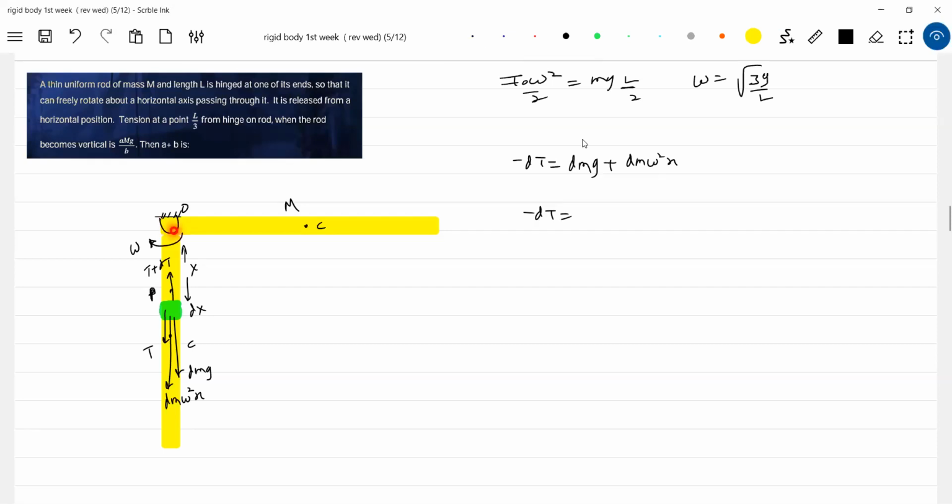Why? I'll measure x from here, so this point will be 0. As x increases, tension decreases, so dT by dx will be negative. You see that here it is T plus dT, here T. As x increases, tension will decrease, so dT by dx will be negative.